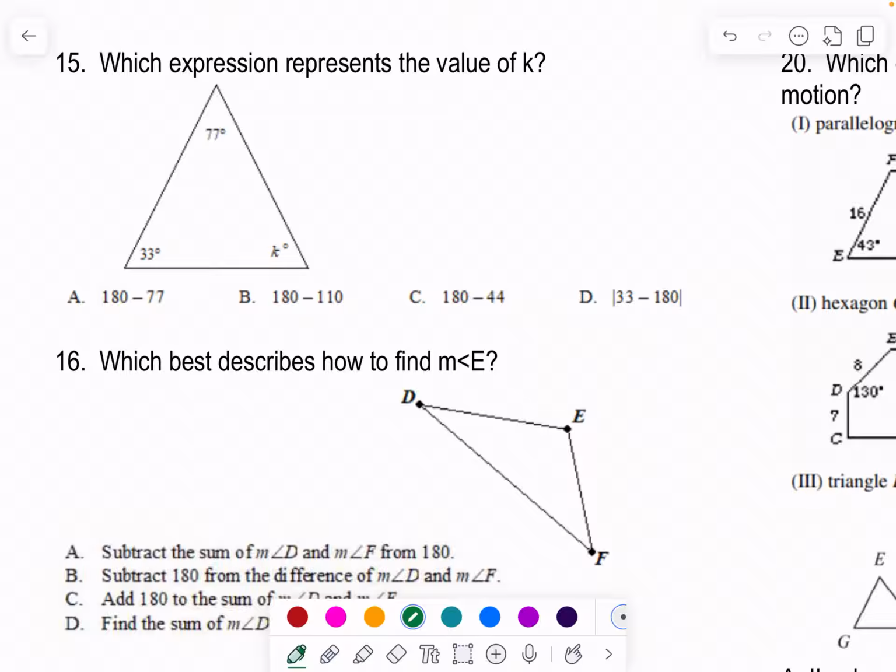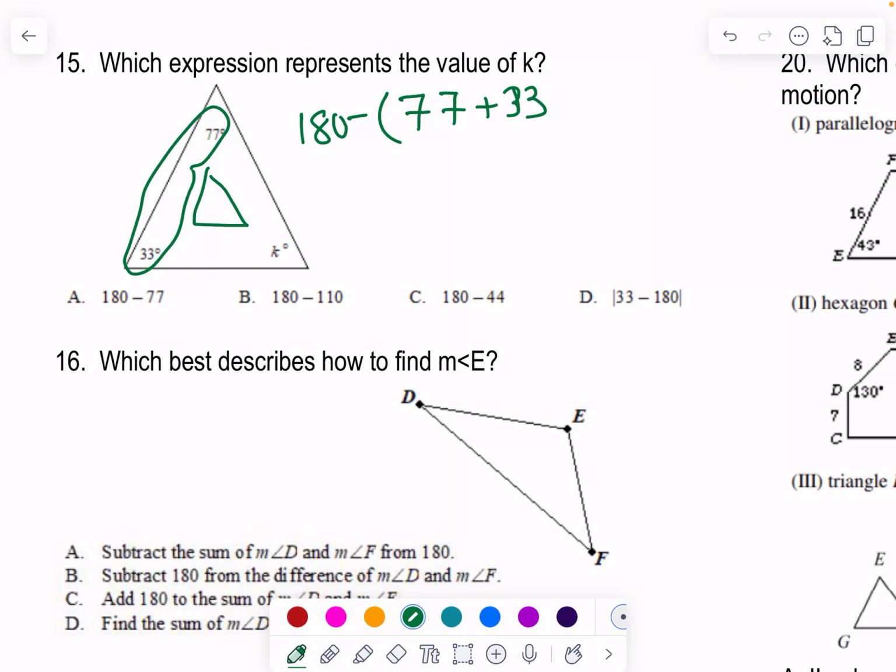Okay, which expression represents the value of k? Well, I know that all three of those would have to equal 180. So to find it, I would add those two up, right? If I did 77 plus 33 and subtracted that from 180, I would get it. So I'd have to do 180, and then 77 plus 33 would be 110. So it would be that one. I don't even have to find the actual angle, just the step.